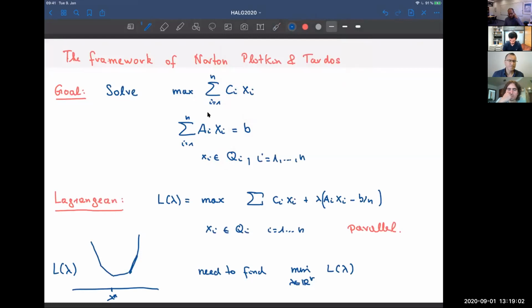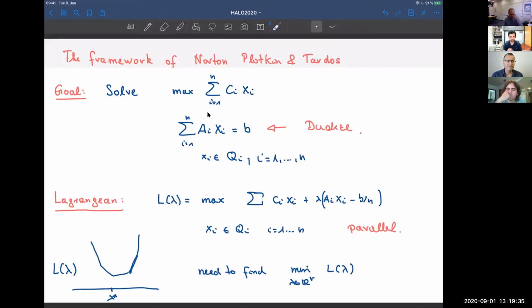Good. Now the nice thing is, if we dualize these constraints away, then we get the Lagrangian, the Lagrangian dual. If we multiply these constraints with lambda, then L of lambda would be to maximize ci xi plus lambda times (Ai xi minus B divided by n). You see, I've divided my B up into the n parts. So this is the Lagrangian for lambda.